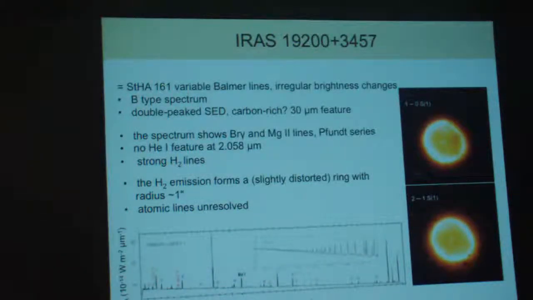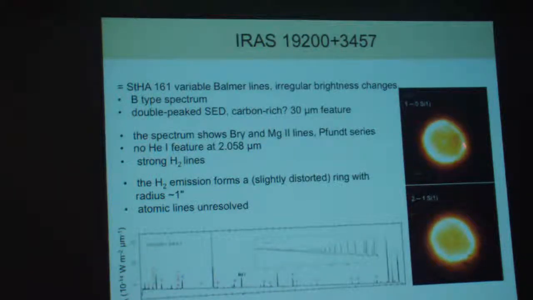And the last object I'm going to show you, just to show you that they're not all incredibly bipolar, is 19200, a star called 57, with a B-type central star. It's the only one of the ones I've shown you that seems to be carbon rich. It's got PAH features and also a 30 micron feature in its SED.